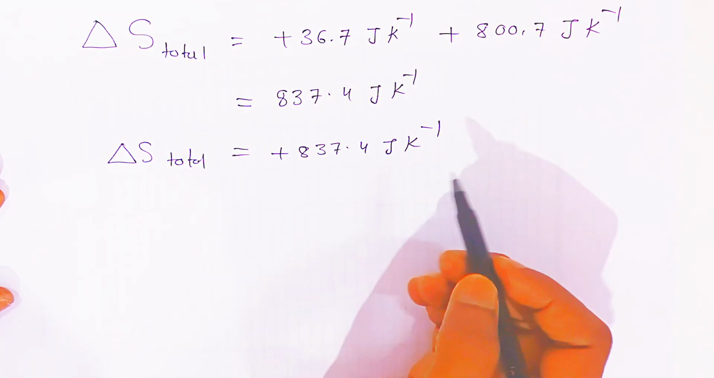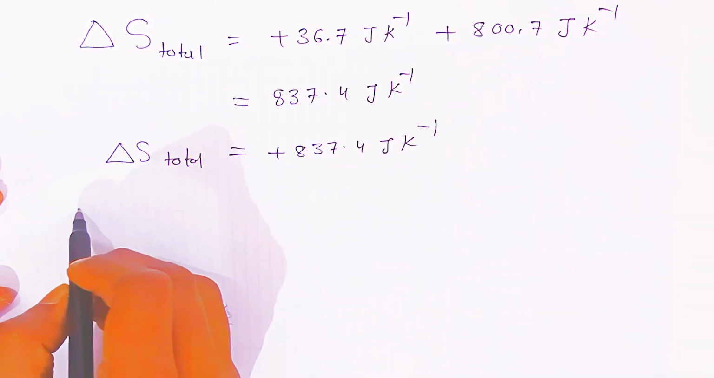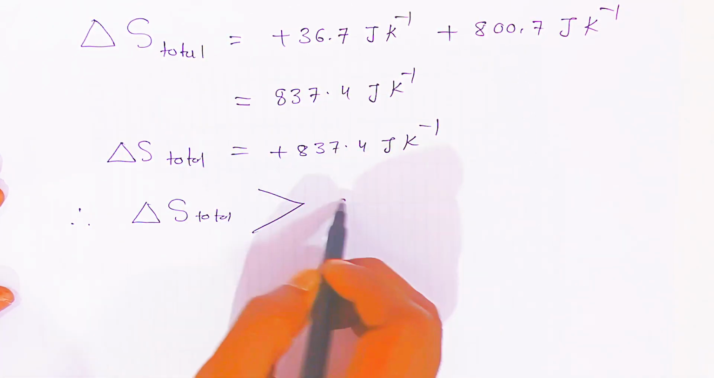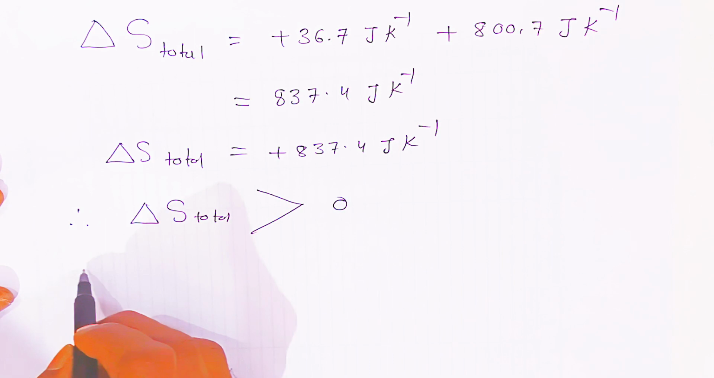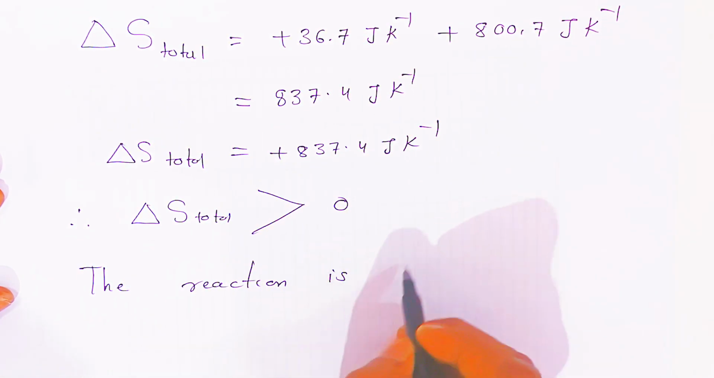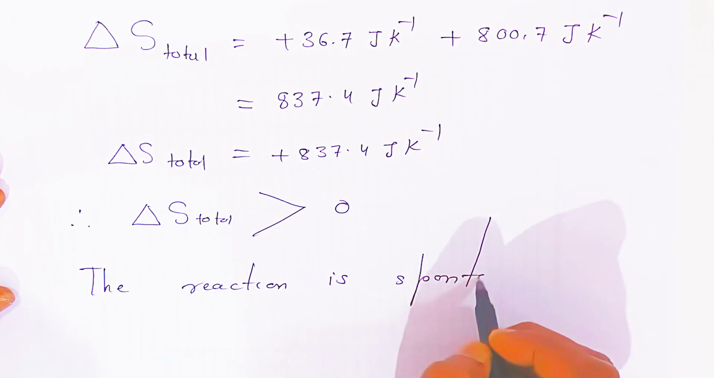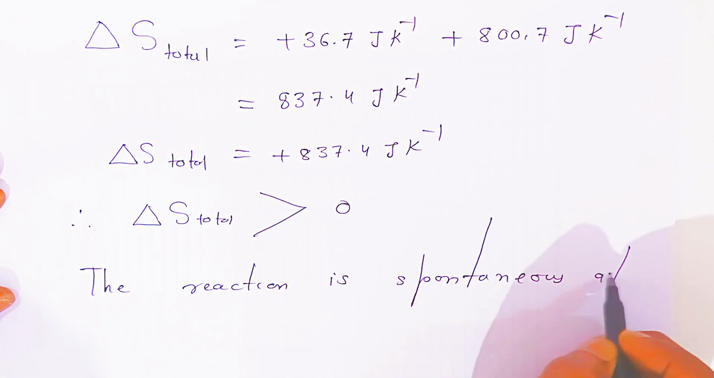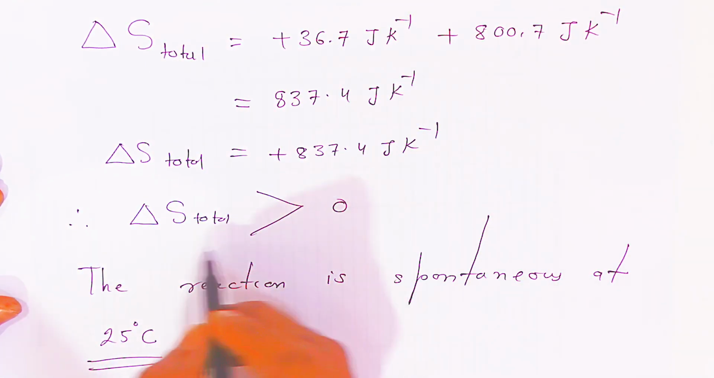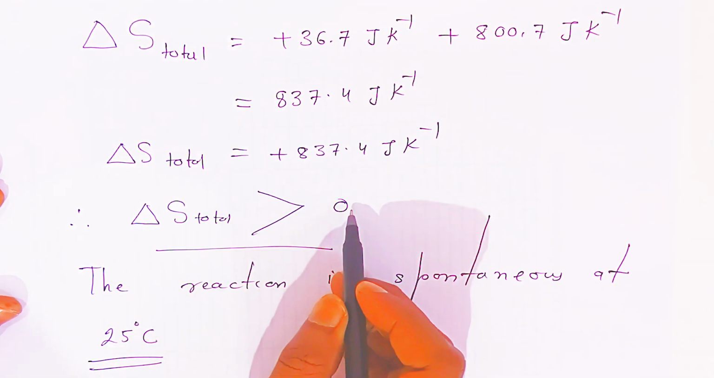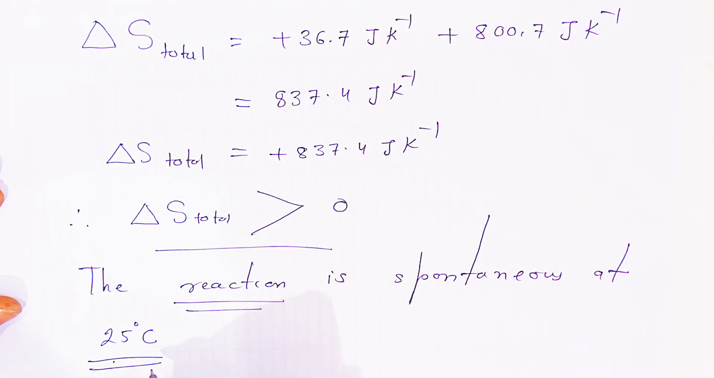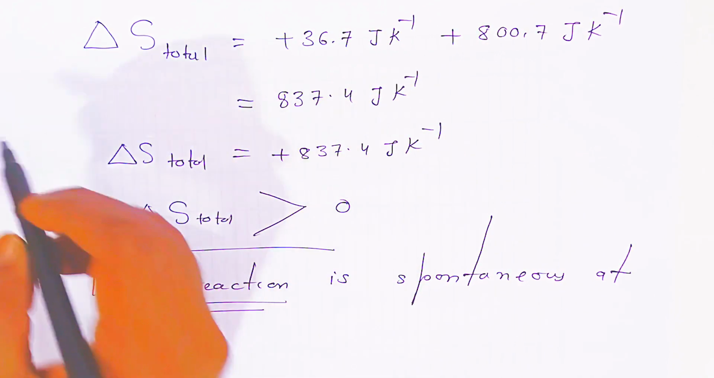Since the total entropy is positive 837.4 joule per Kelvin, this is the total entropy of the system and surroundings. Since the value of delta S total is greater than 0, you can say the reaction is spontaneous at 25 degrees Celsius. At this temperature, because the total entropy is greater than 0, you can say the reaction is spontaneous. Understanding students? So this is a 3 marks question that comes in the examination.